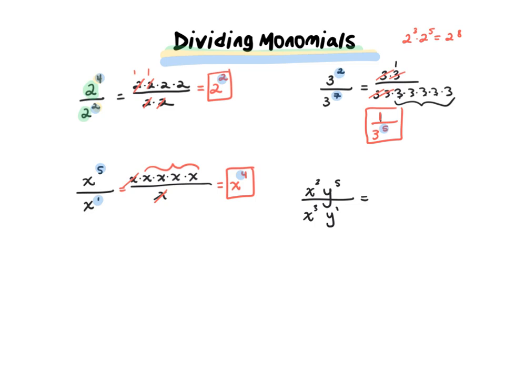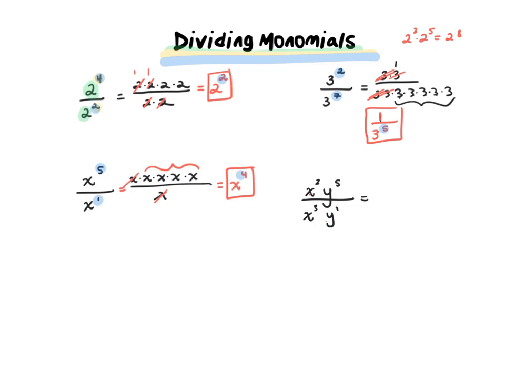Let me do one more. So I'm going to do it without expanding because that's the ultimate goal. I can only reduce things with the same base. Like I can't cross out a 3 and a 7. It has to be the same. So I can't reduce the x's and y's. I have to just look at the x's.